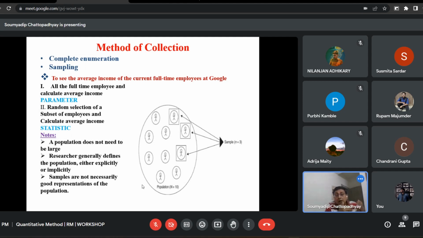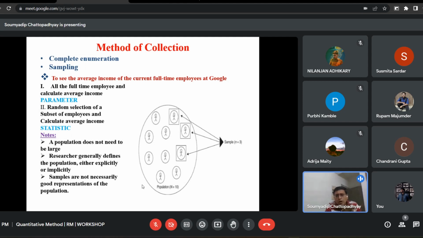And the other way to address the same objective is to do a kind of random selection of a subset of employees and then calculate their average income. In statistics, we call that a statistic. You have to remember this particular fact, because in many research papers which deal with quantitative methods, you may find the notions of parameter and statistic. So parameter basically relates to the population characteristics, whereas the statistic relates to the characteristics corresponding to a particular sample.